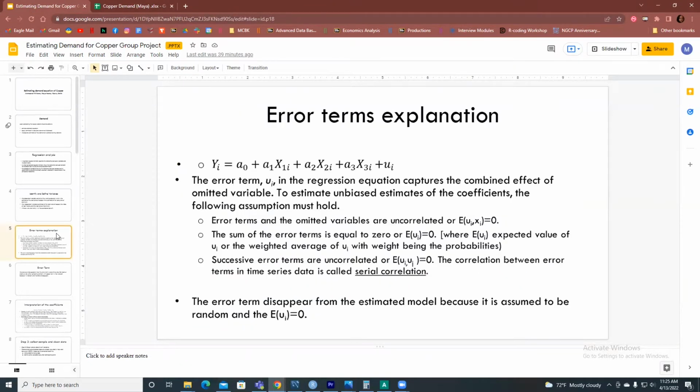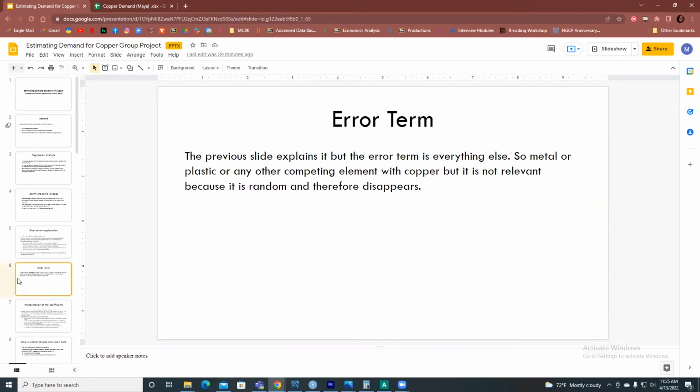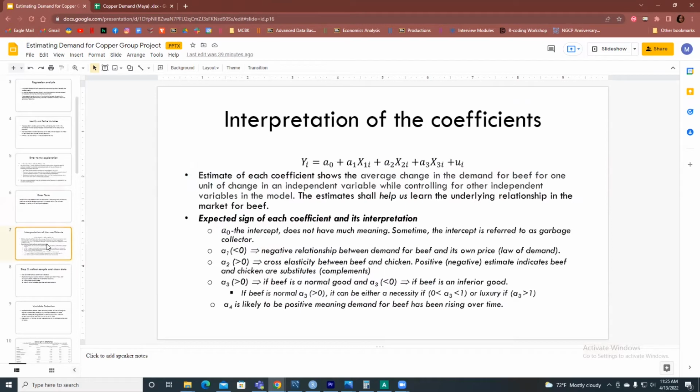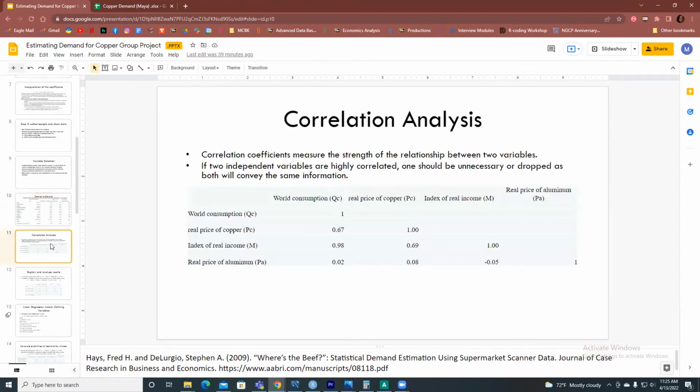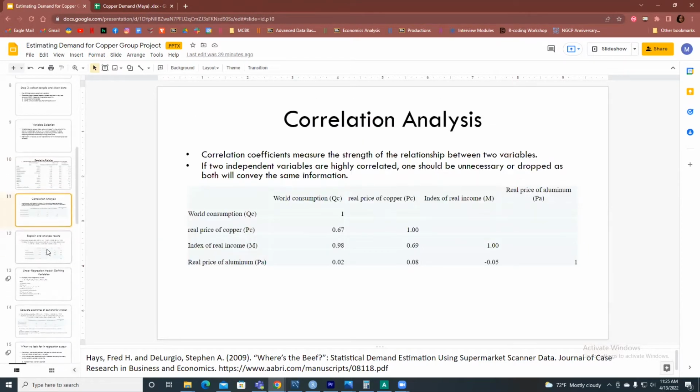To begin, we started off by looking at our error terms, which is essentially any other competitive element. Copper, metal, or plastic are all relatively the same as usually a normal good. So it does actually turn out to be 0. It doesn't necessarily play into our equation. We made descriptive statistics, a correlation analysis, and a linear regression model.